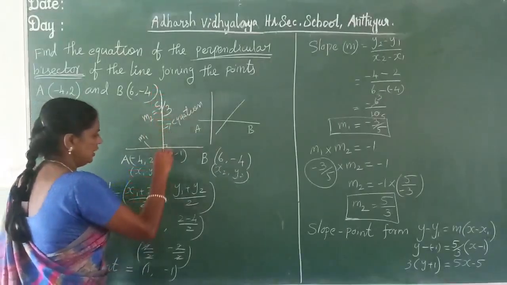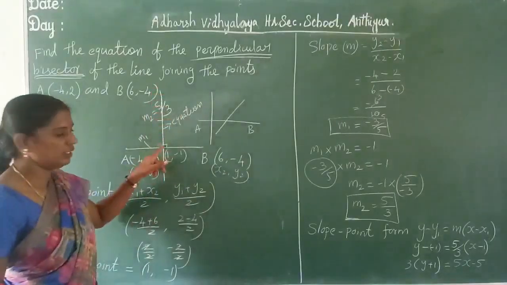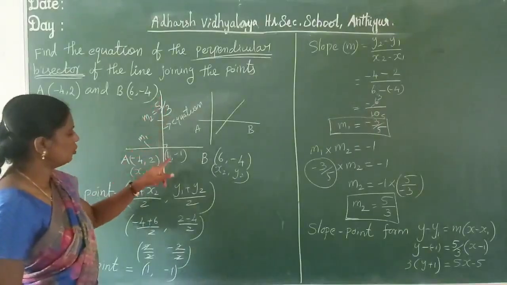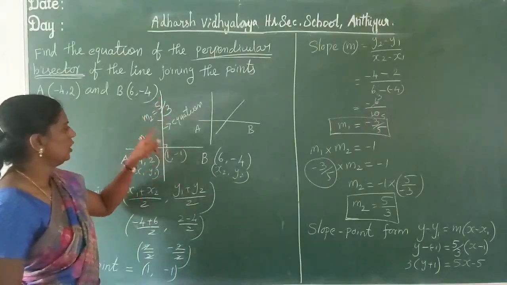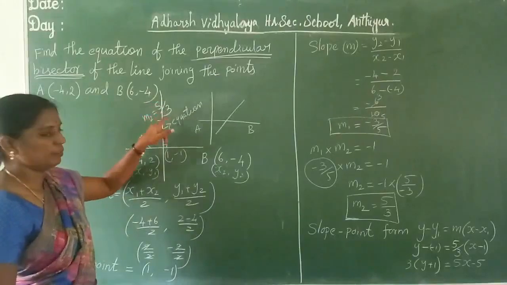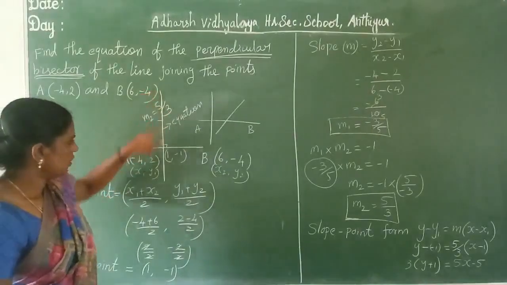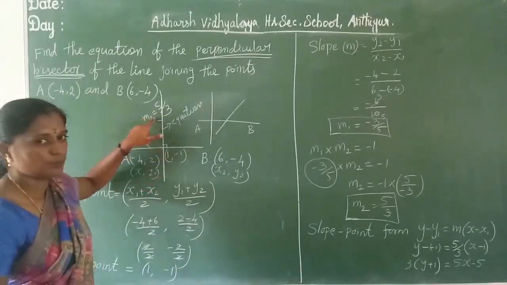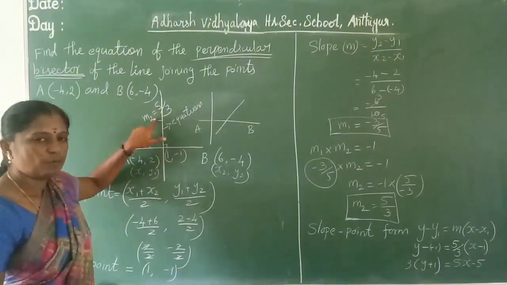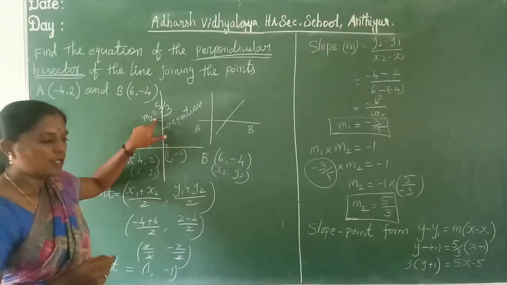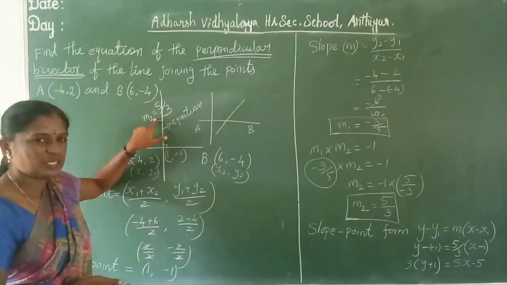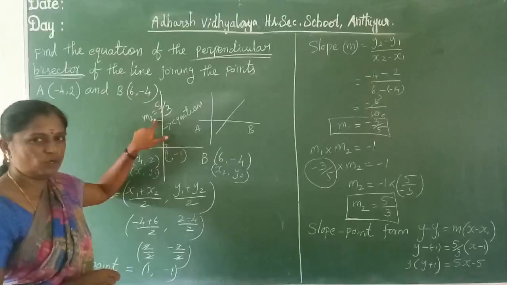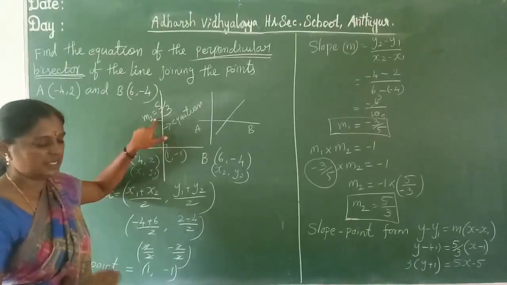So this line equation we want to find. This line passes through the point (1, minus 1) with slope m2 equal to 5 by 3. So we know one point and one slope. How do we find the equation? It is y minus y1 equal to m into (x minus x1).